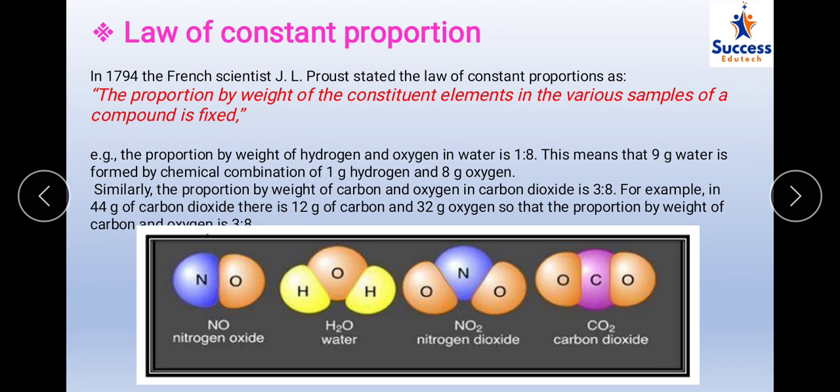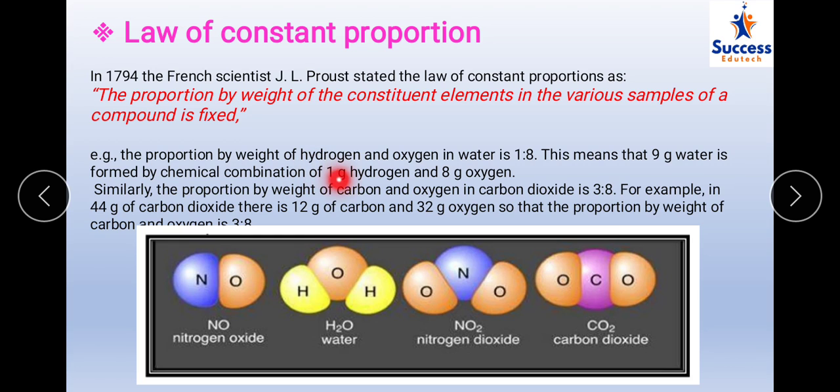The first we saw was that the composition in the chemical reaction changes. Second, we saw that the weight of the matter will remain the same. Third is the law of constant proportion, where the proportion by weight of the constituent elements in the various samples, that means the proportion, is fixed. For example, the proportion by weight of hydrogen and oxygen in water is 1:8. That is for H2O, it is 1:8 proportion. So this means that a total of 9 gram of water is formed by chemical combination of 1 gram hydrogen and 8 gram of oxygen. So 1:8 proportion is taken for H2O.